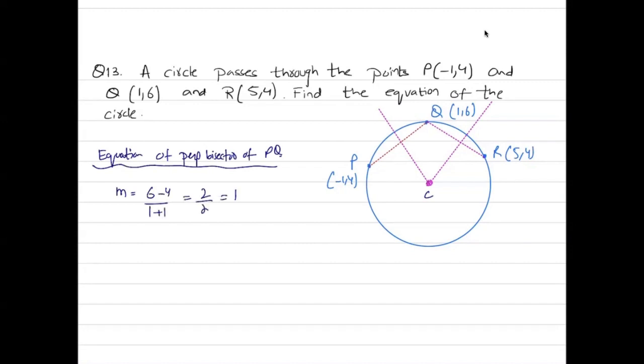So the gradient of PQ comes out to be 1. So what is going to be the gradient of the perpendicular bisector? It is -1. Now, then you're going to find the midpoint of PQ.